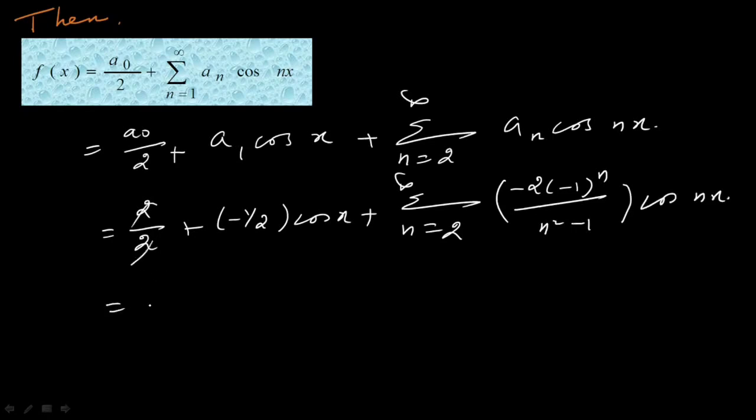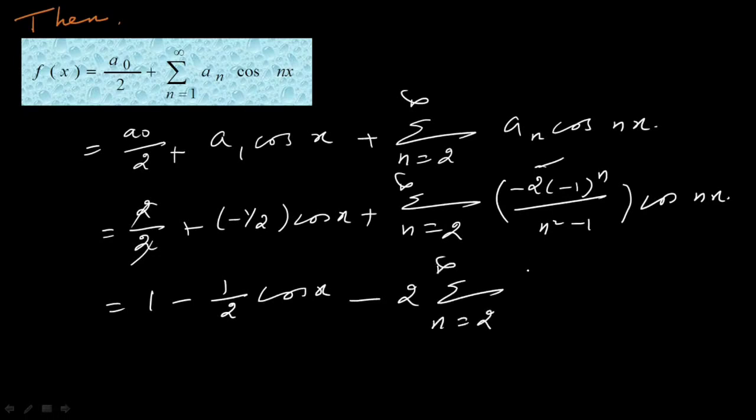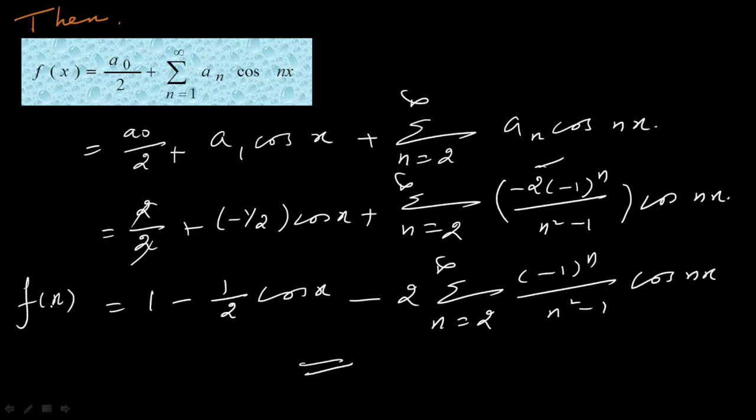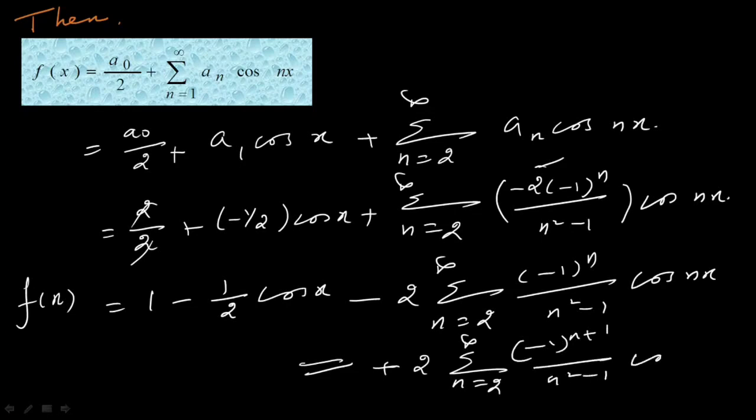So let me simplify this. 2 and 2 being cancelled, the first term 1 minus 1 by 2 cos x. Here minus 2 is a constant, so take it outside of the summation. Minus 2 times sigma n from 2 to infinity minus 1 whole power n divided by n square minus 1 cos nx. So this is the Fourier series representation of the given function f of x. Otherwise you can write this function instead of taking minus 2, you can take plus 2 outside of the summation, 2 to infinity, and add this minus to the power of n. That is also correct, whatever procedure you have followed.